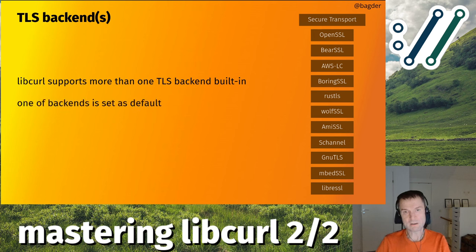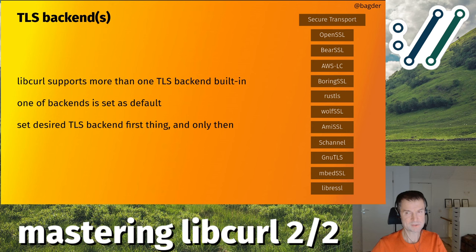And there's one that is default, and you can build libcurl to use several of them, and then you can set which one to use when it starts up. So maybe you support three of them, and you can decide which one to use when it starts this time. And you can only set it at default startup time.